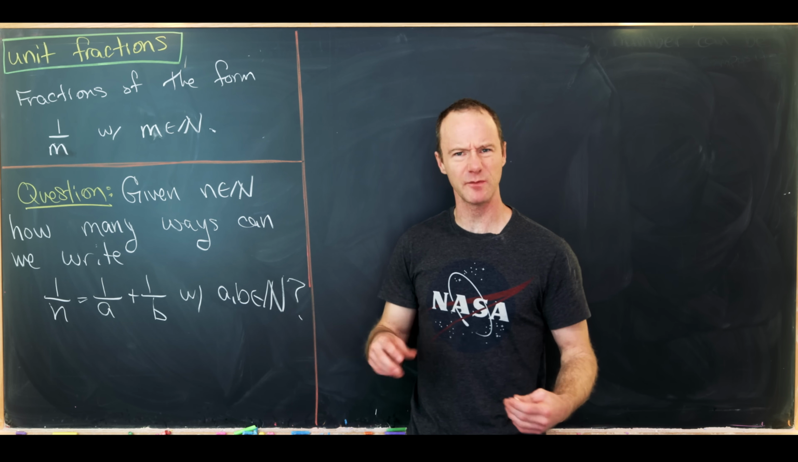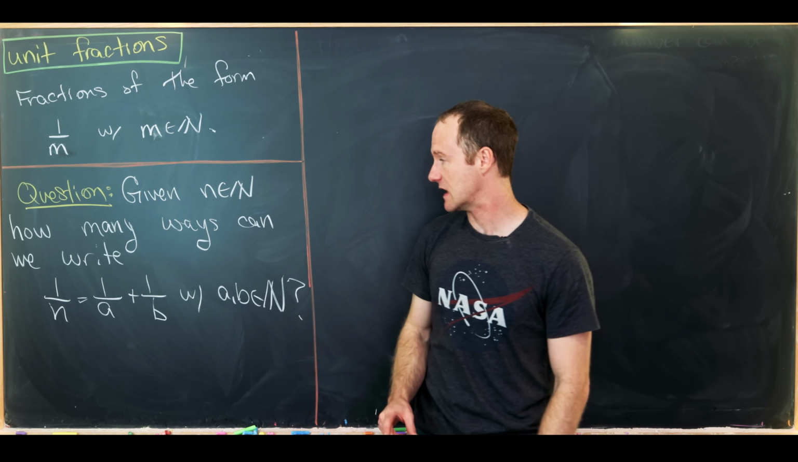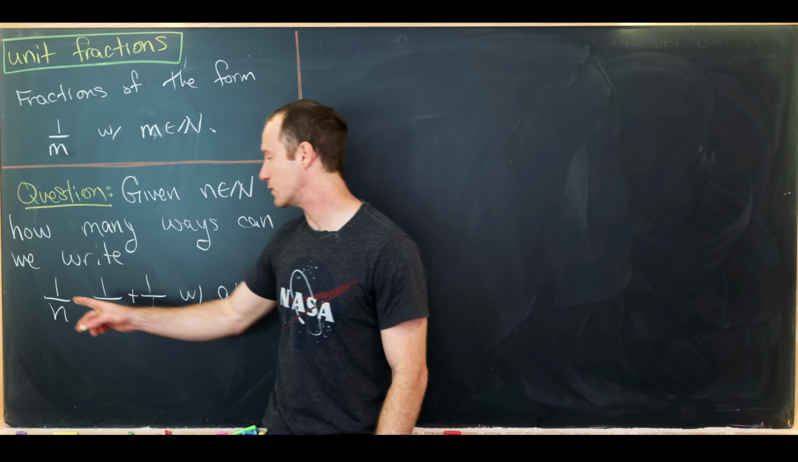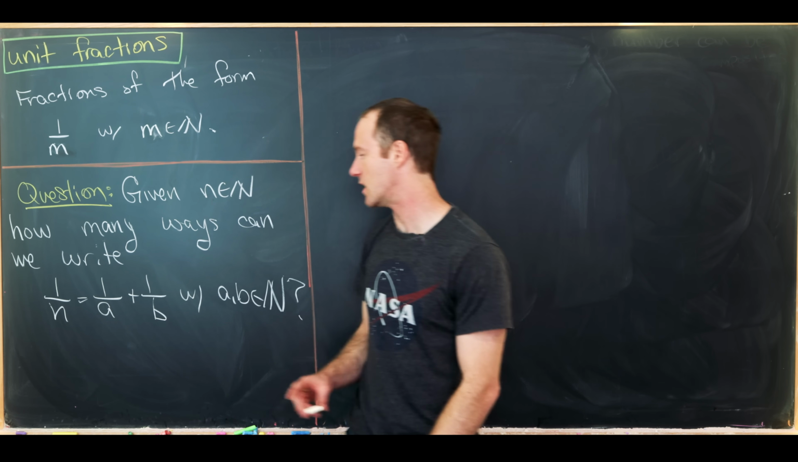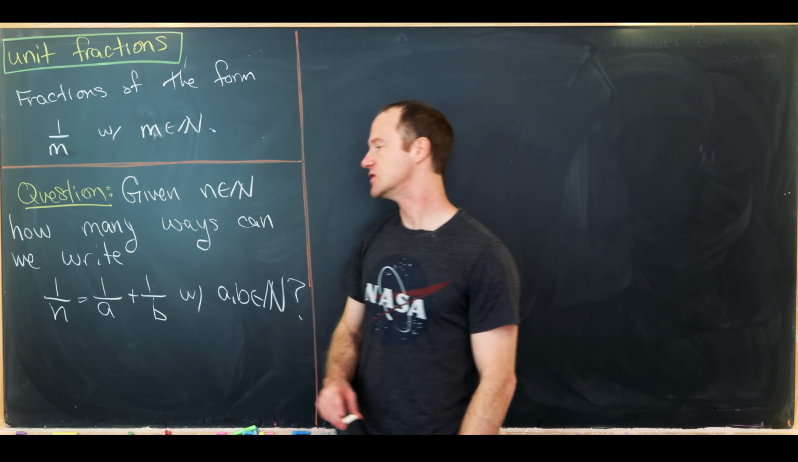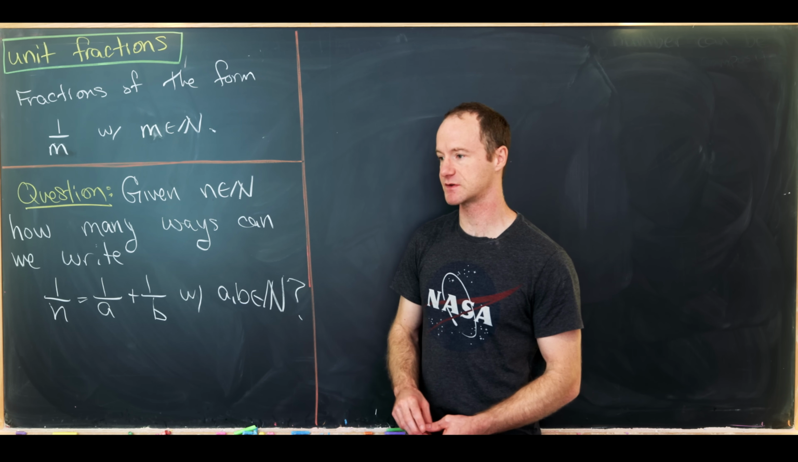We want to look at a little bit of a broad question, and that is, given a natural number n, how many ways can we decompose the unit fraction 1 over n as the sum of two unit fractions? So in other words, 1 over a plus 1 over b, where those are both natural numbers.